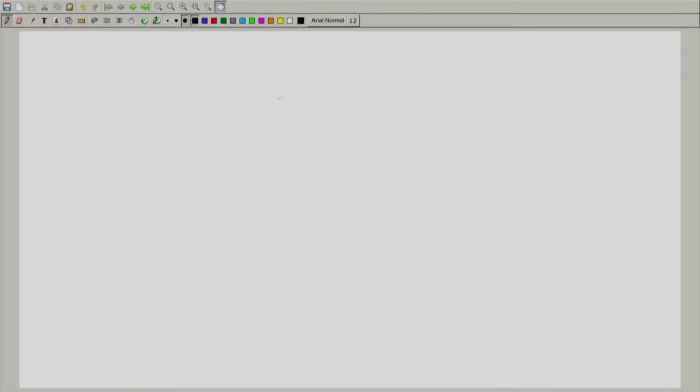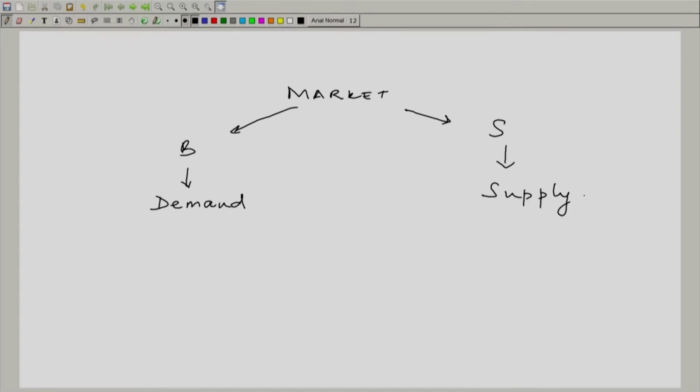In any market, there are buyers and sellers for goods and services. Here, these buyers are the ones who demand goods and services, and the sellers are the ones who supply these goods and services. So, demand can then be defined as the willingness and the ability to buy a good or service at a certain price.